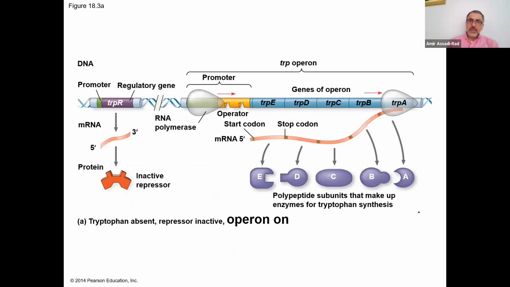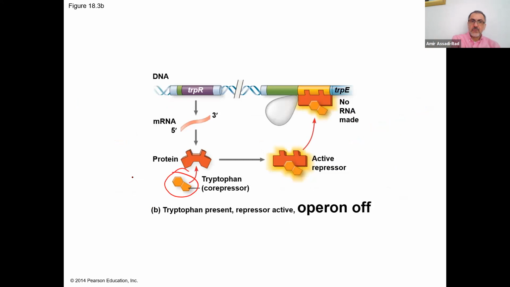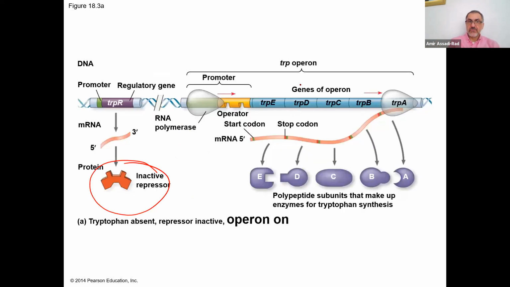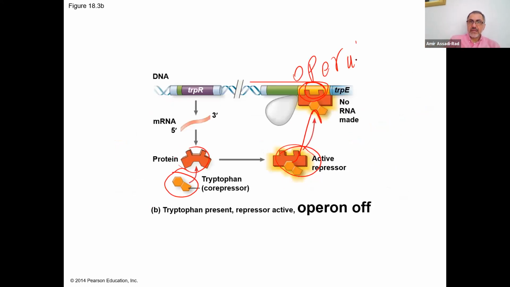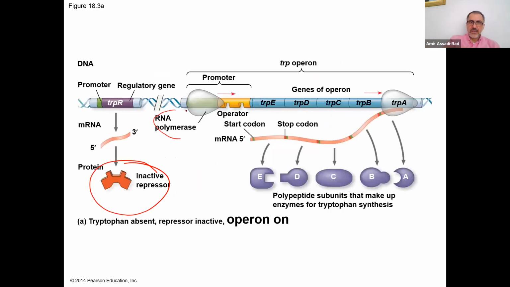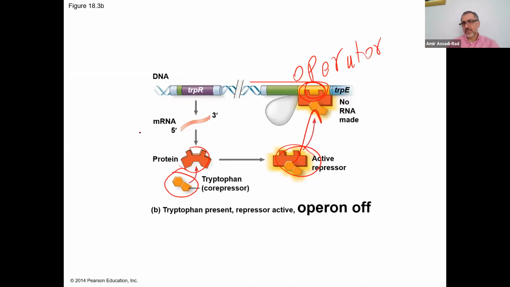Here is the operon on when there is not enough tryptophan in the cell and the repressor is inactive. But when there is a lot of tryptophan inside of the cell, what will happen? Tryptophan attaches to the repressor and the repressor becomes active and it sits on that segment, the operator. They didn't mention it right here. It sits on the operator and then, of course, the RNA polymerase right here cannot go downstream. You remember downstream and upstream? This is downstream.